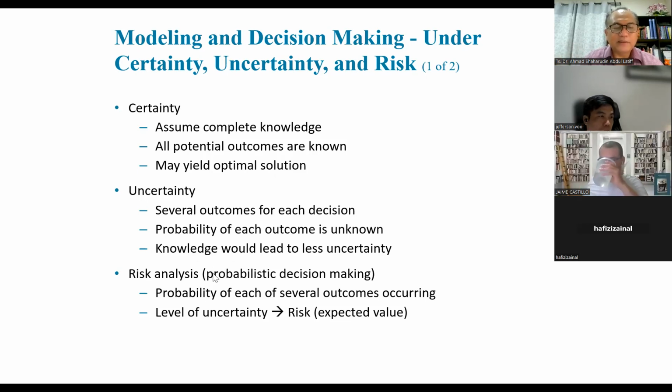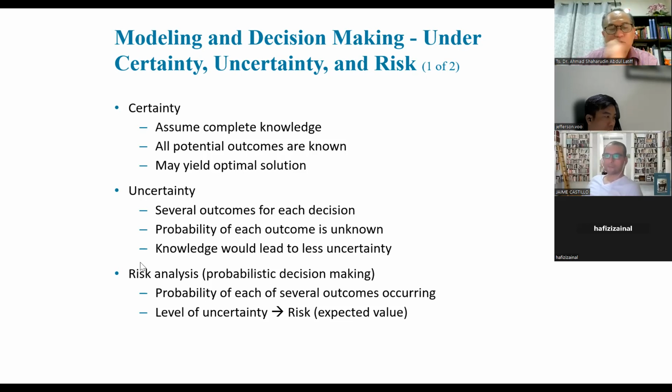And then the third one is risk analysis. There are probabilities that are known. You can calculate the probability of a certain outcome, what the chances are of this happening. So in 100 times, 70% will be successful and 30% will not be successful. So you know the chances are 70%. You can do risk analysis, probabilistic decision making, when after several outcomes occurring, you can determine the probability of things happening.